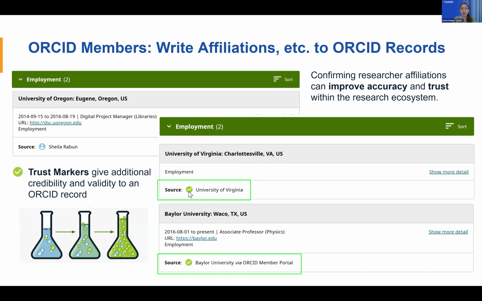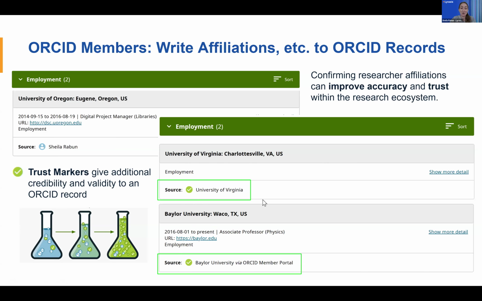And this green check mark basically serves as a trust marker, confirming that, yes, this person works at this institution. And so this makes the ORCID record a little bit more trustworthy, and improves the integrity of the information so that when these researchers go and apply for funding, use their ORCID data to populate their SciENcv form, for example, the funders can see that, oh yes, this person does work at these organizations because we can see that the organization added that information to their ORCID record for them.